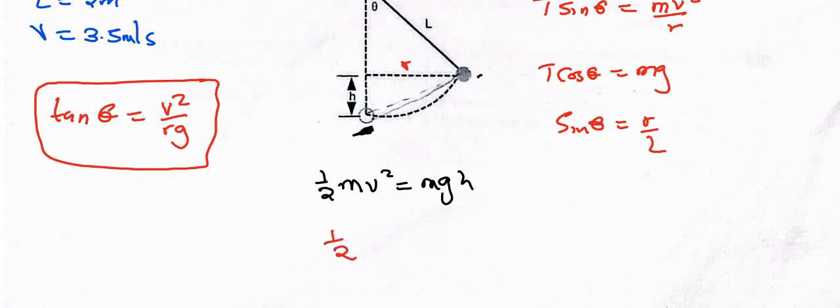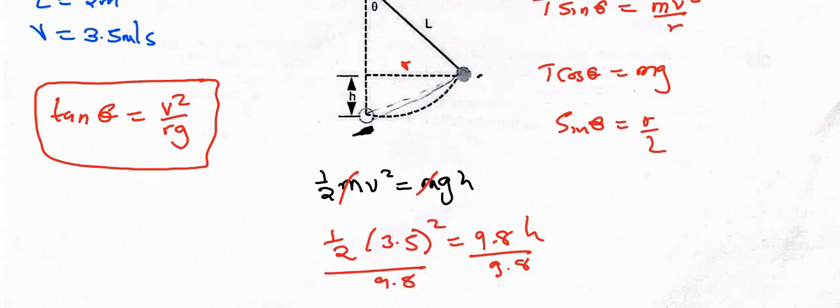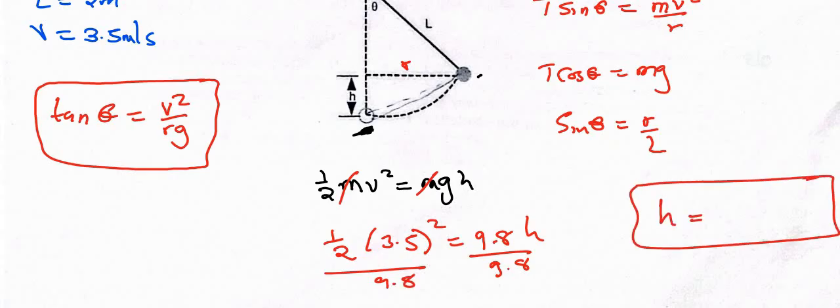So if we assume this, meaning we're going to have half the mass can be cancelled. No wonder the mass was not given at all. We have half of 3.5 squared is equal to 9.8 h. So cancel the m's. Then we have, this is a height. We're looking for a height. So 9.8, we can get our height. Your height is going to be what? Anyone who can punch this? Anyone who is having a calculator, guys?